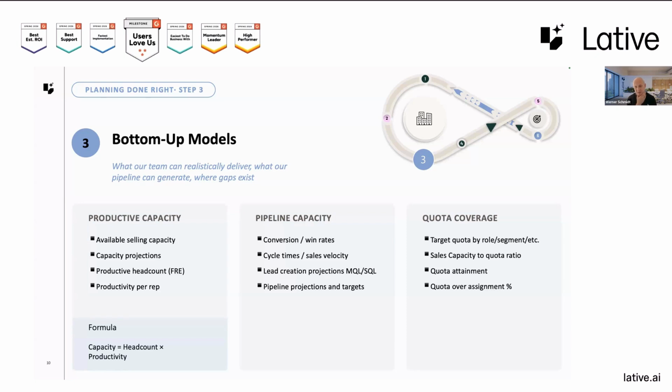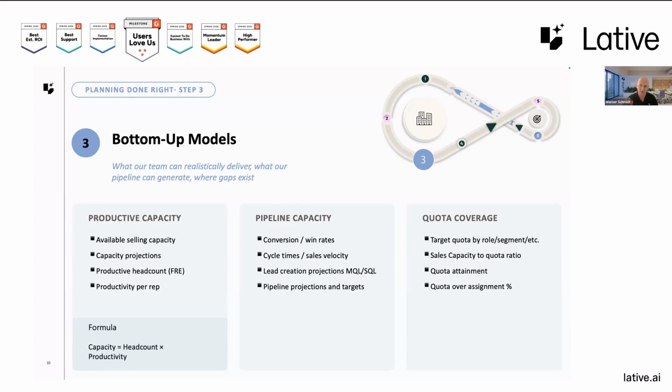Lead creation projections. How many MQLs can we expect from marketing? And this is revenue operations now. This is sales operations and marketing operations and customer success operations all in one. So you really should be thinking about it end to end. And how many MQLs are going to turn into sales qualified leads that are going to start to turn into pipeline? And that starts to lead into the pipeline projections and targets.